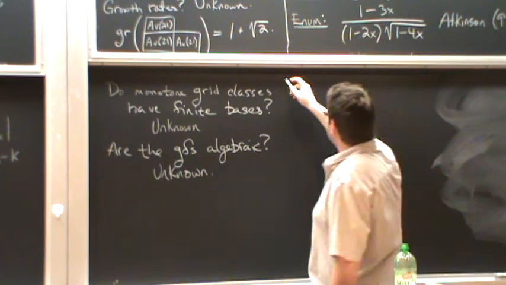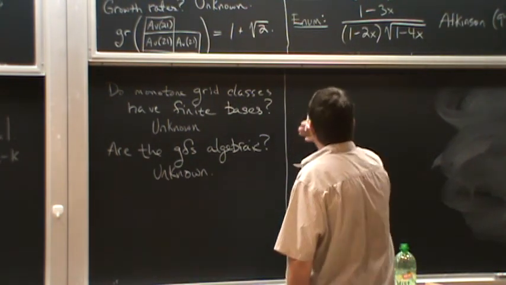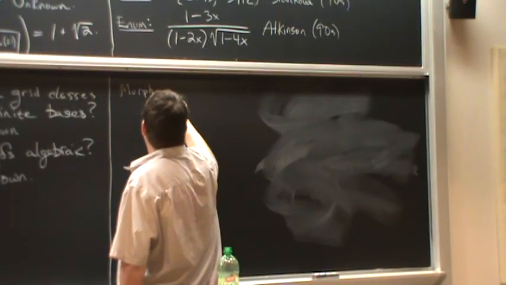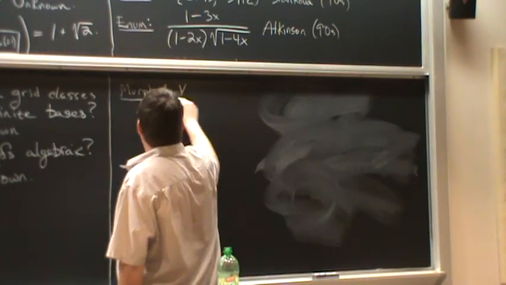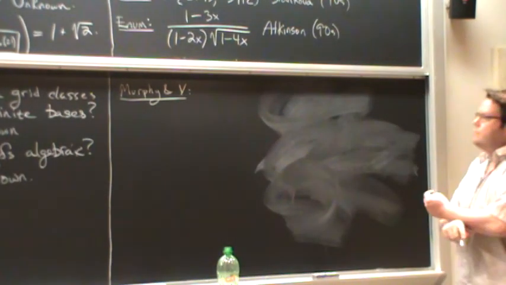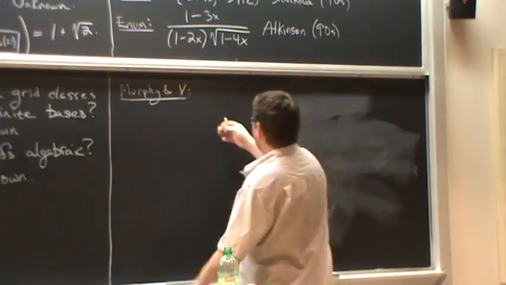I will give you the one general result we know. This is due to Maximilian Murphy and myself. We were looking at these monotone grid classes, and we were interested in the infinite antichain question. Can we make an infinite antichain of permutations in these things?